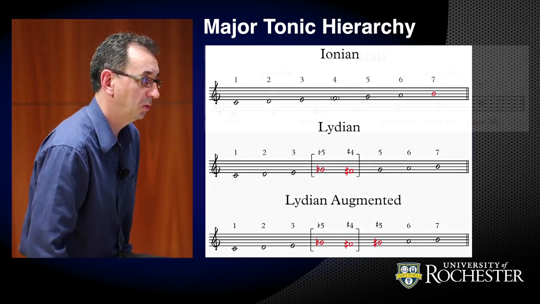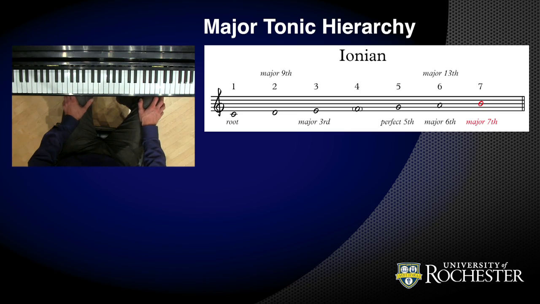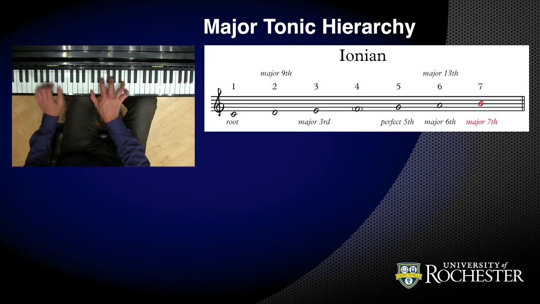So the Ionian mode comprises all diatonic or white keys on a keyboard. And the characteristic note, or the beauty mark, what I like to call, is the major 7 on that. That's the sound of your Ionian mode.